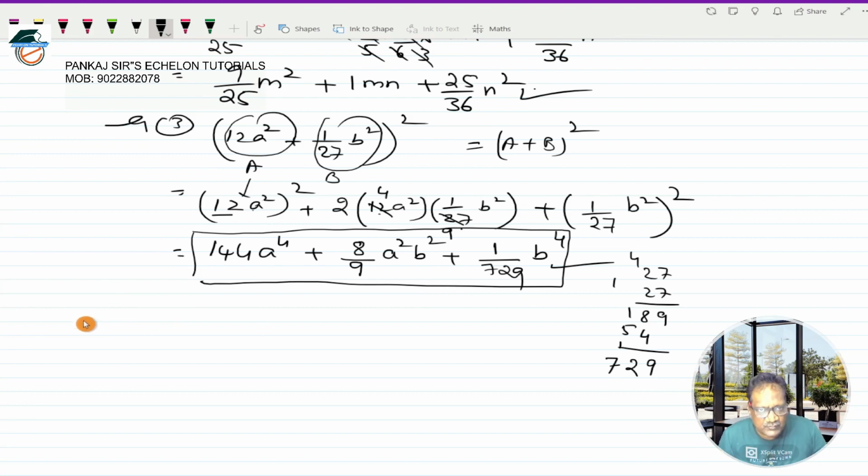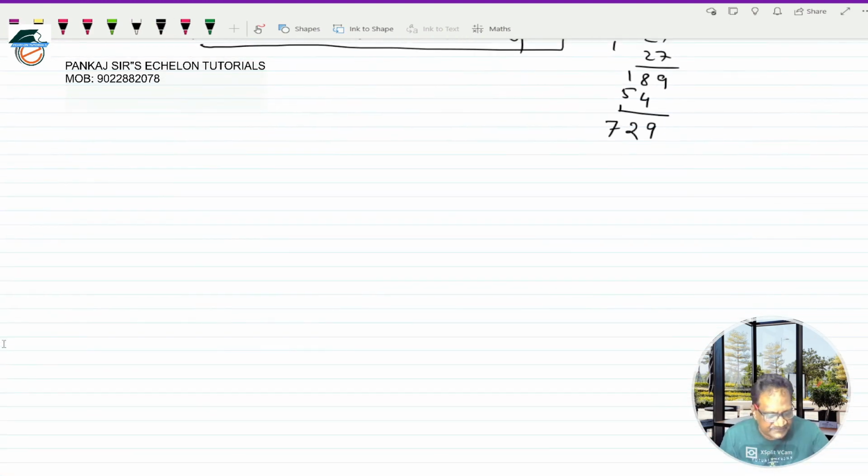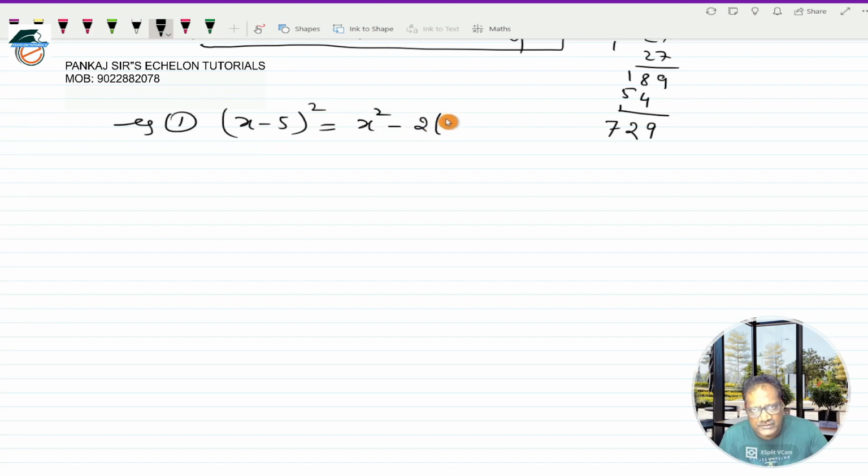Now let us move on to some more questions of slightly different type. Example number 1. Again, this is (x minus 5) the whole square. Now this is very simple. This will be first term square minus 2 into first term into second term. So let me write that in order: 2 into x into 5.